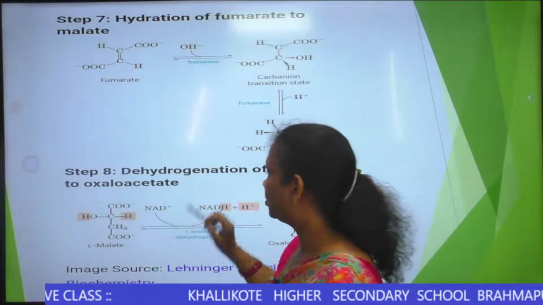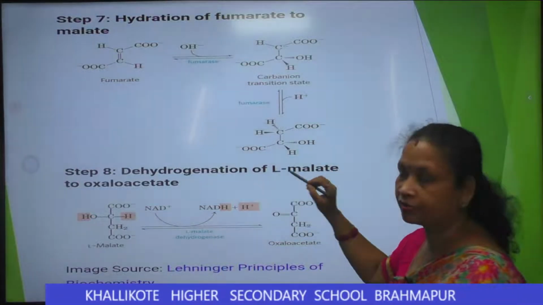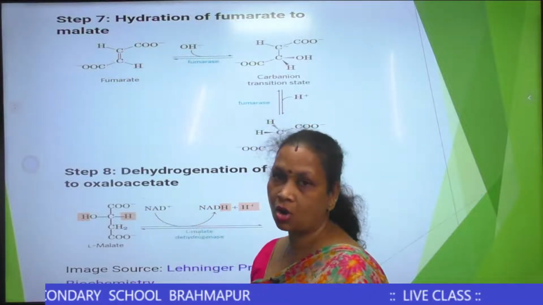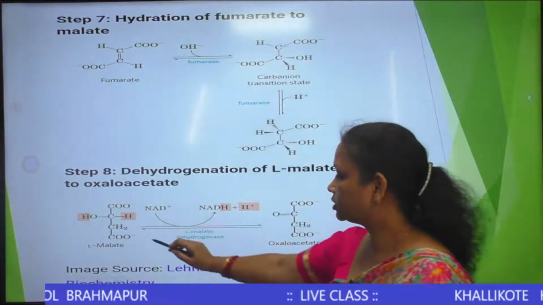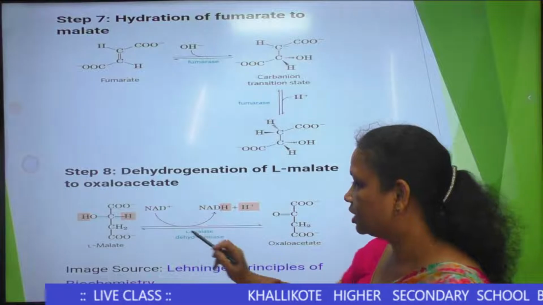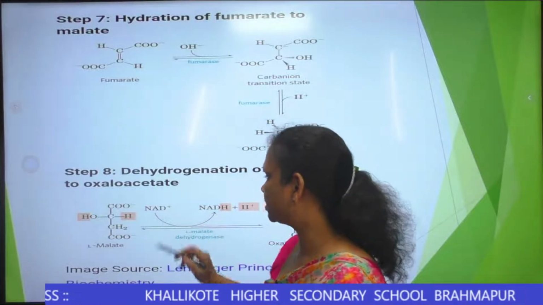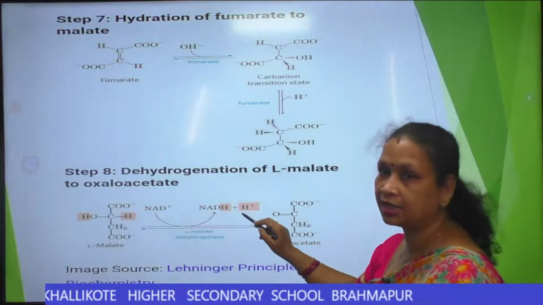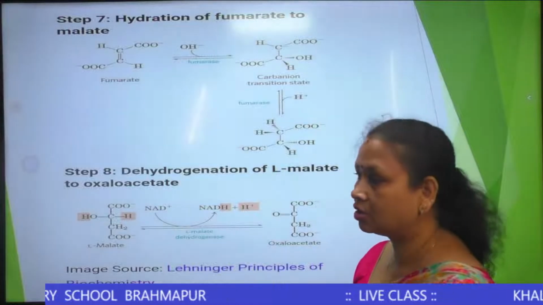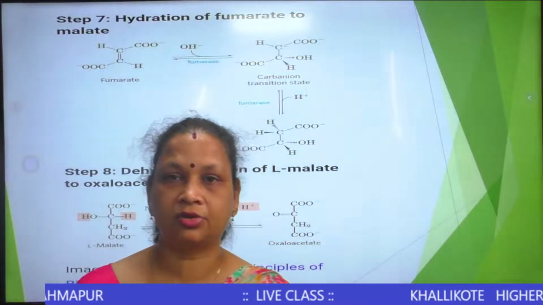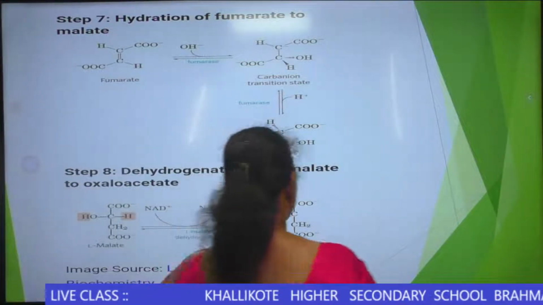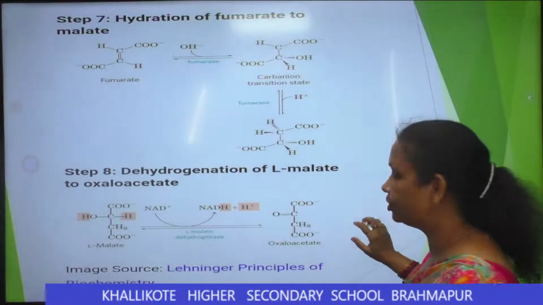The last step is dehydrogenation of the malate molecule into the regenerated compound, that is oxaloacetate. So, here this is malate and in presence of enzyme malate dehydrogenase, a pair of hydrogen is accepted by NAD to become NADH plus H plus and you are getting back the 4-carbon oxaloacetate. So, oxaloacetate is again regenerated to continue the process of TCA cycle. So, these are the 8 reactions that occur in the TCA cycle.